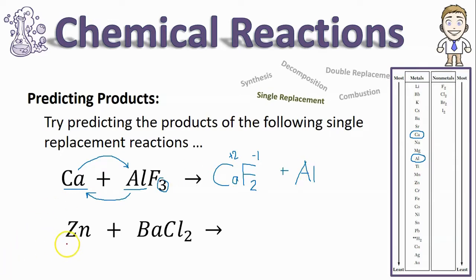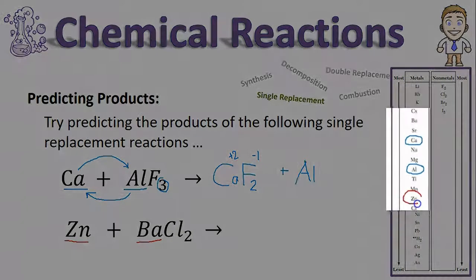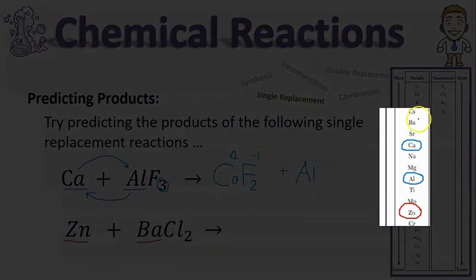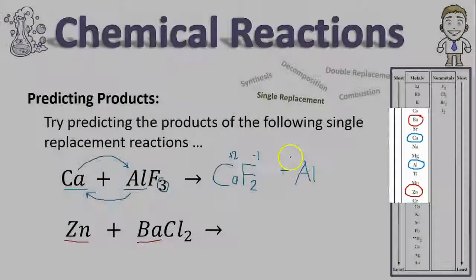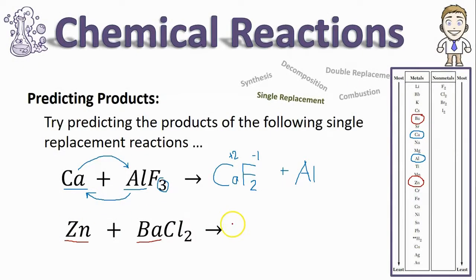Let's try this one more time with zinc and barium chloride. Zinc is a metal, so it could potentially trade places with barium since barium is also a metal. First, check to see if that trade will actually happen. Here's zinc and here's barium all the way up here. In this case, zinc is less reactive than the barium, which means they will not trade places, which is kind of good news because you don't have to write those products because they wouldn't happen in real life. You would simply write the words no reaction to indicate that the switch does not take place.